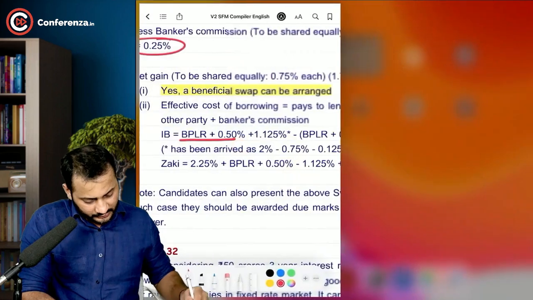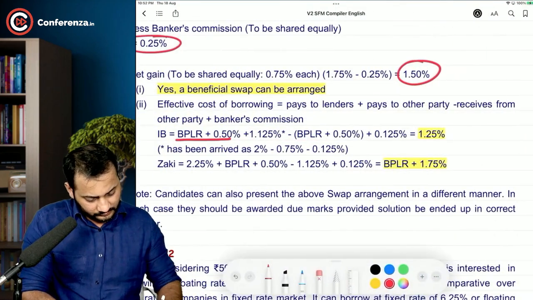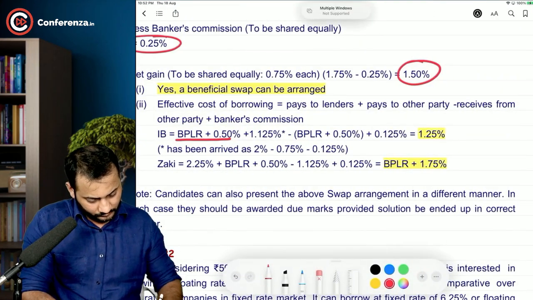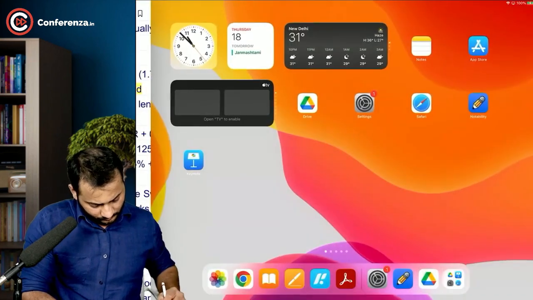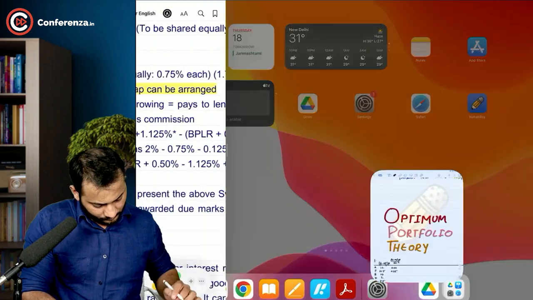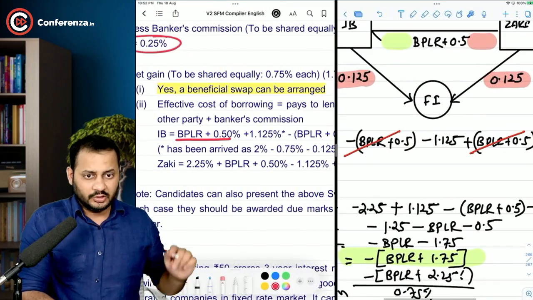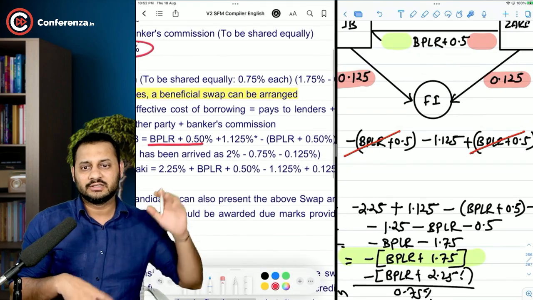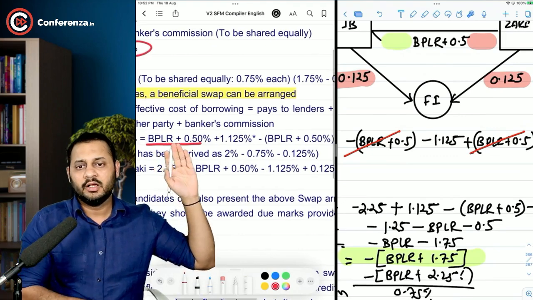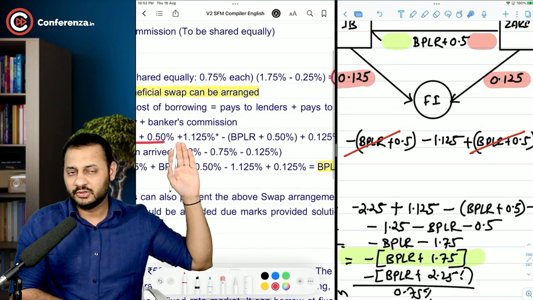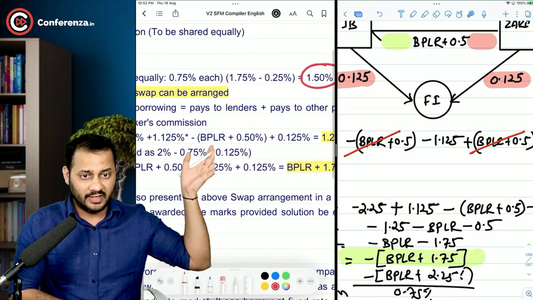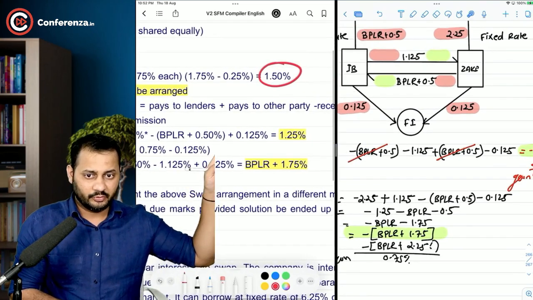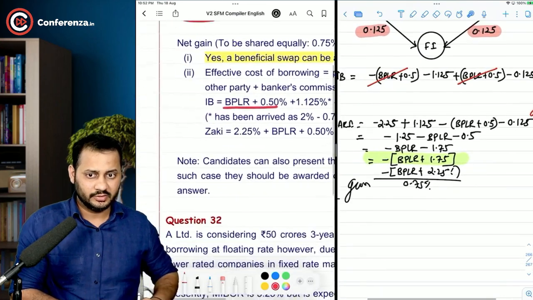Just let me show you the same that we did. See. BPLR plus 0.5, BPLR plus 0.5, then 1.125, 1.125. The only difference is the outflow has been shown positive here and presented as a positive figure, and the inflow has been presented as a negative figure in this case. We have given a different sign there. That's it. So again, BPLR plus 0.5 and 0.125 and 0.125.